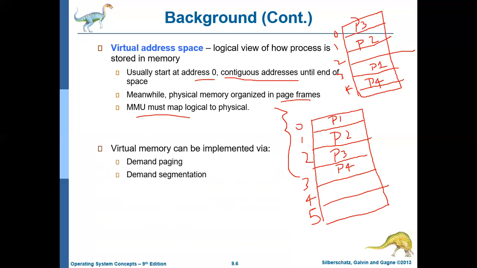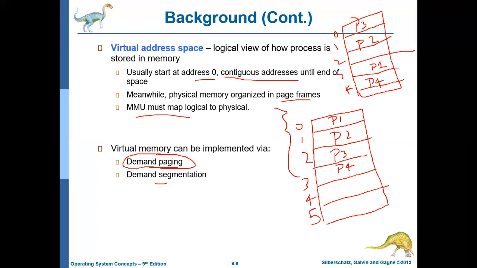Now, how is virtual memory implemented? This is important. Virtual memory is implemented through the techniques called demand paging and demand segmentation. Here we'll be discussing only demand paging. In the last chapter, we discussed paging. The basic concept is the same: in paging and demand paging, we have logical memory divided into a set of equal-sized pages, and physical memory divided into a set of equal-sized frames.